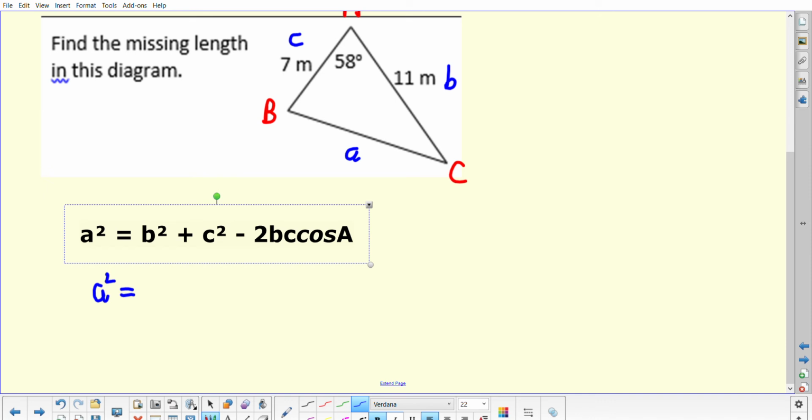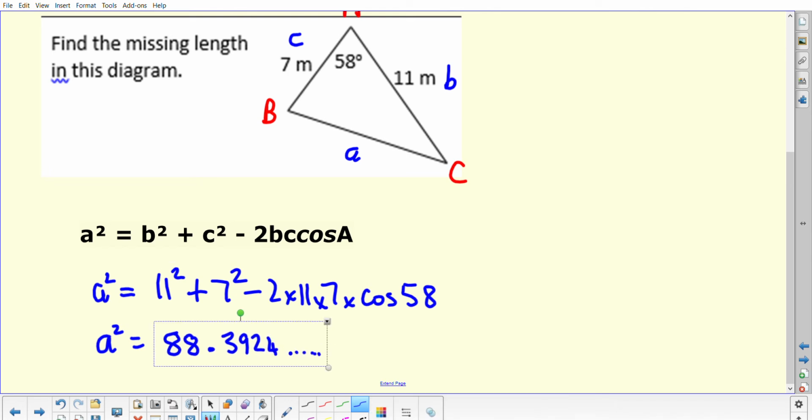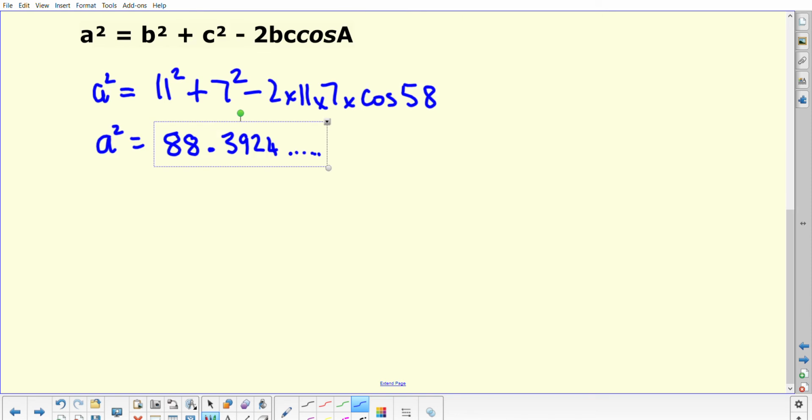So a squared will be equal to 11 squared plus your 7 squared minus 2 times 11 times 7 times, so you need to be putting multiplying signs in between all this, cos 58. Now you can do all of that on the calculator. It's obviously not going to come out exactly because that cos 58 will have a decimal value, but when you do this it comes up with 88.3924. You should write down that number but leave it in your display.